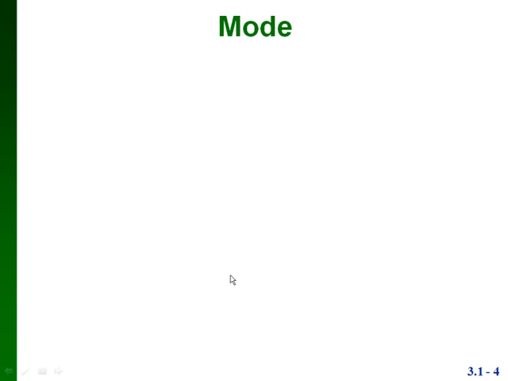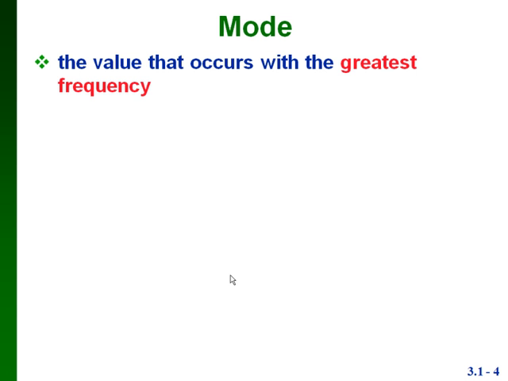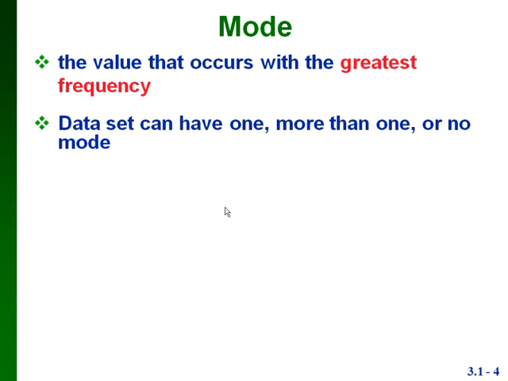Next, for the mode, this is just the value that occurs with the greatest frequency. So if there's a value that occurs more than once, then the value that occurs the most times will be the mode. Now sometimes there is no value that occurs more than once. In that case you would have no mode. Sometimes you only have one mode. There's one value that has a higher frequency than any of the others. Or if you have some values that are tying for the greatest frequency, then you can have more than one mode.